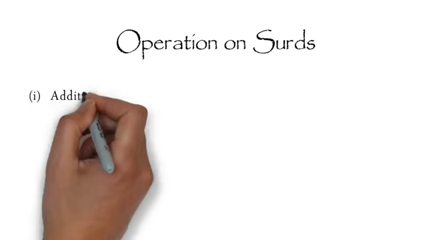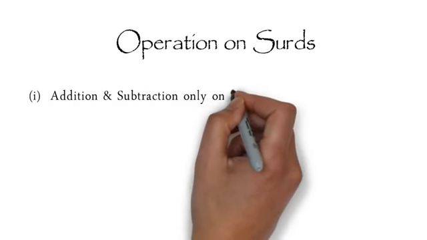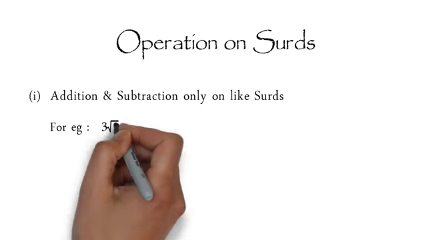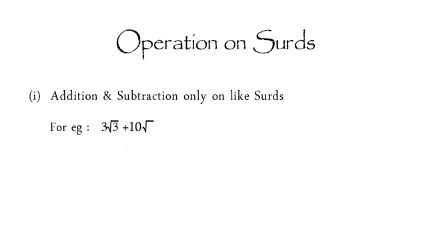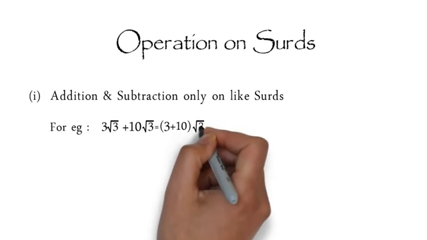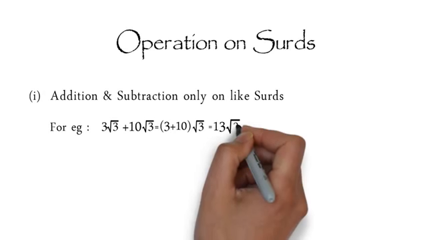Operation on surds. First, addition and subtraction only on like surds. For example, 3 root 3 plus 10 root 3 is equal to 3 plus 10 root 3, which is equal to 13 root 3.